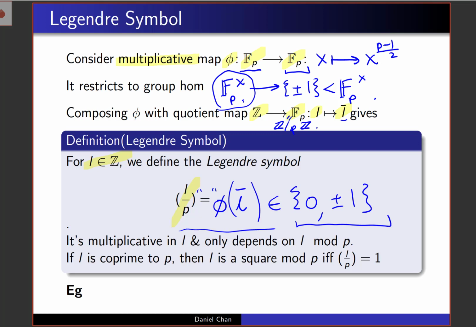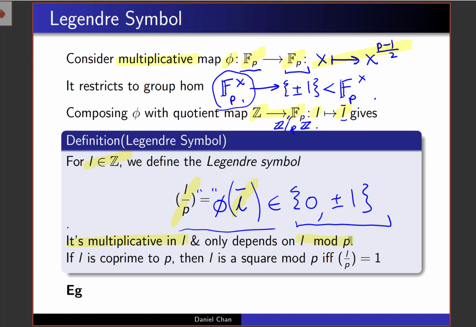So let's have a look at this. There are some nice things about this function. Firstly, you can compute it nicely using this formula. Using the phi, and this residue class l bar is quite easy to understand. Both phi and this quotient map are multiplicative, so the composite is also multiplicative in l. Also, since the definition involves the residue class of l only, it only depends on l mod p.